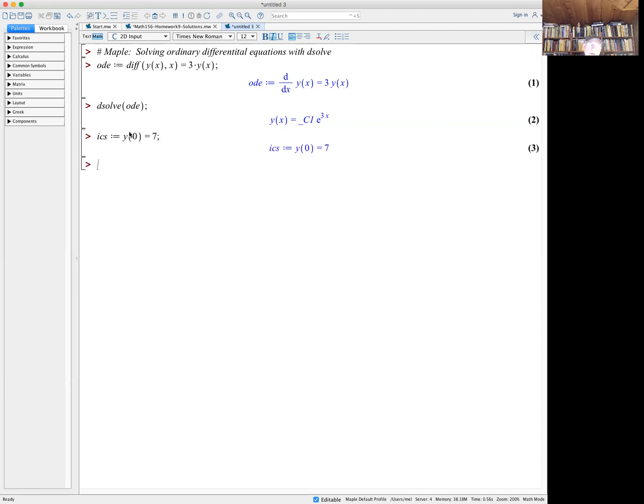And now, how do I solve this differential equation with this initial condition? You simply write dsolve, and in curly brackets, first the initial condition, and then the ordinary differential equation, just like that. And we should get 7e to the 3x. And that's it. That's the solution of the equation. And that is truly all there is to solving an ordinary differential equation in one variable.